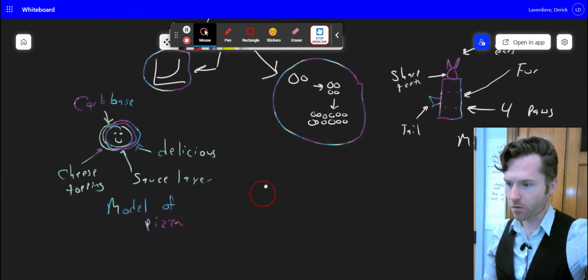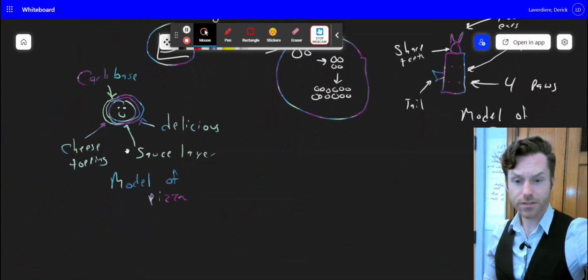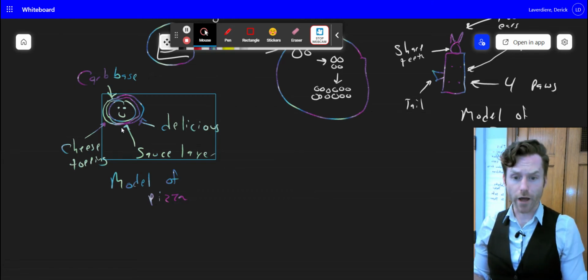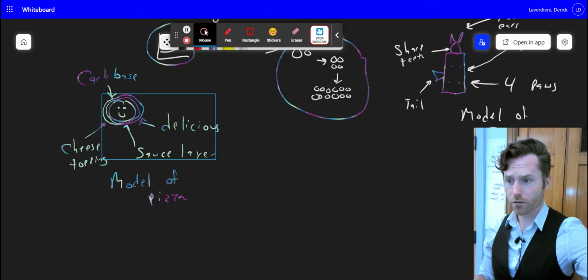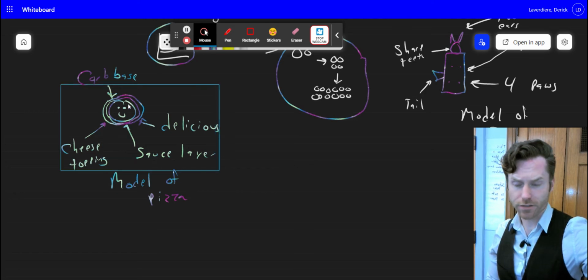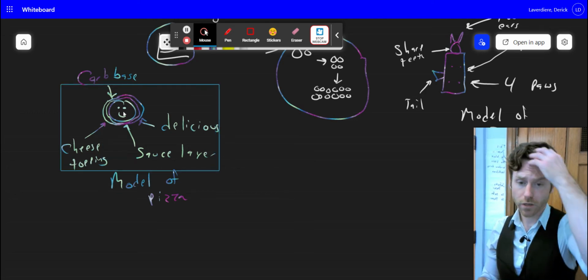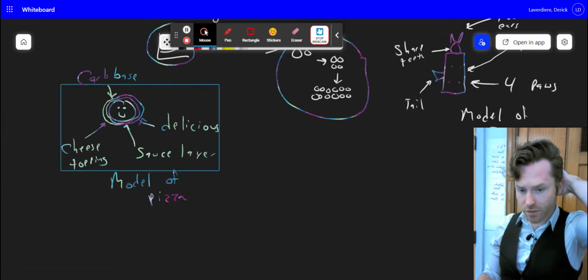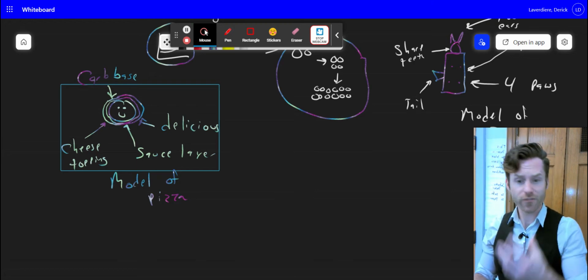If we look down here, this is a decent model of pizza. Doesn't look anything like pizza. It looks a little bit like pizza. I made it round. I could have made it a star shape. I could have made it a square shape. I could have taken a picture of my face.